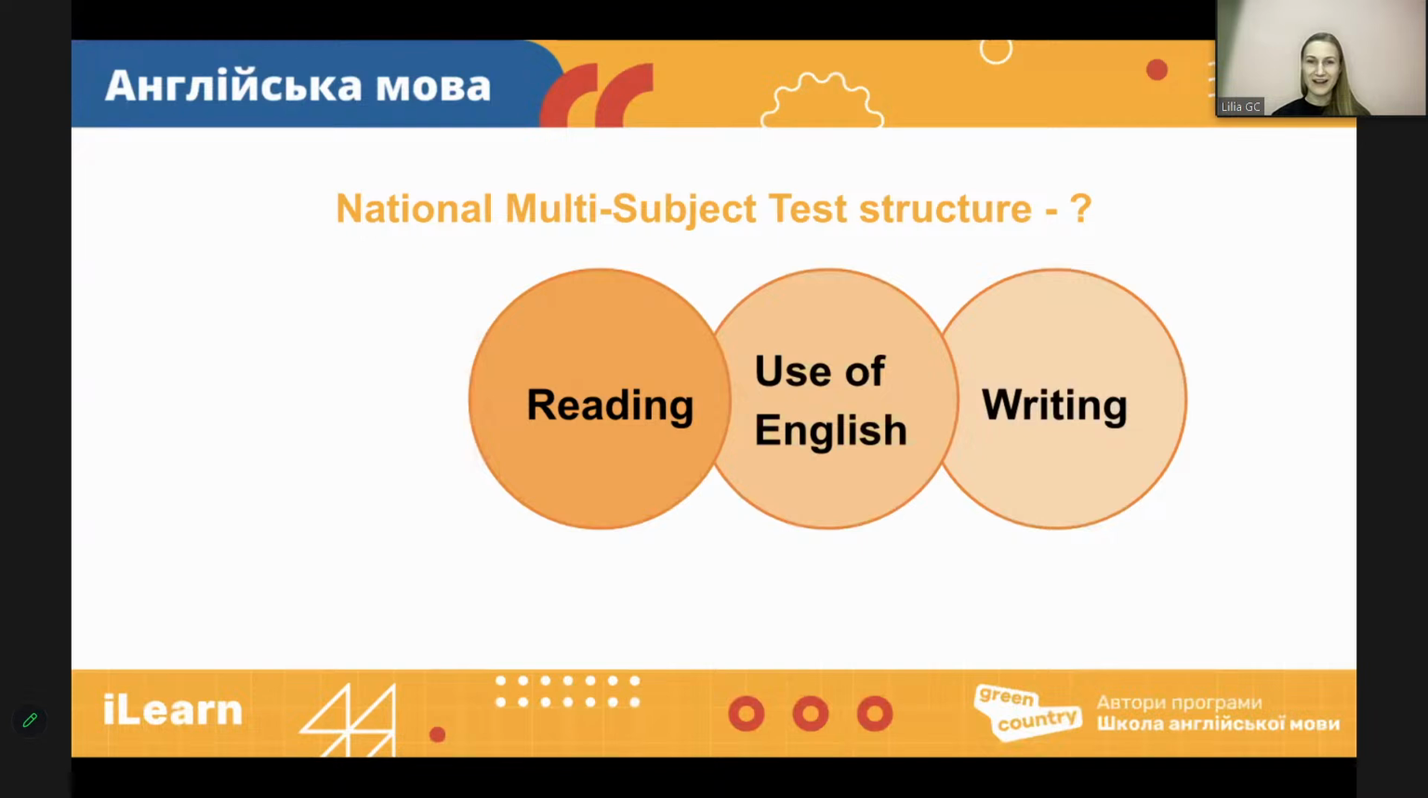Okay. I can see already some correct answers. So that is only reading and use of English. Congratulations, you don't have to write anything and you don't have to do listening. So only 2 types of tasks there. And I think that's not bad news. So then, we're gonna look at them in details.